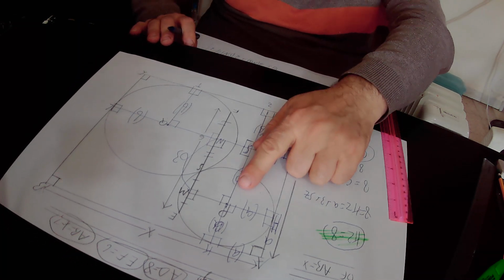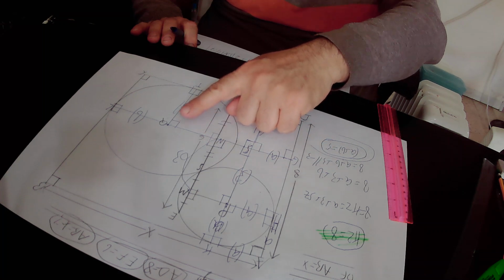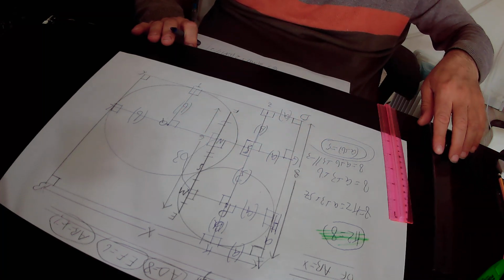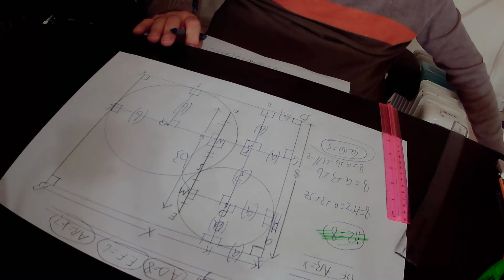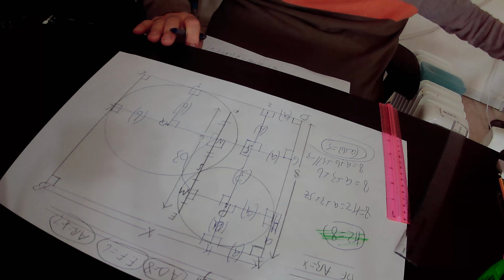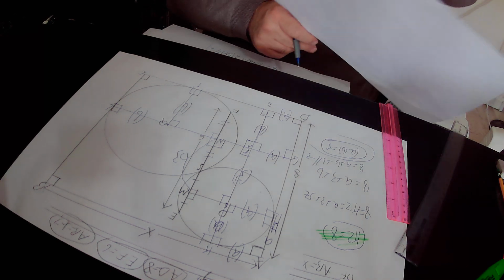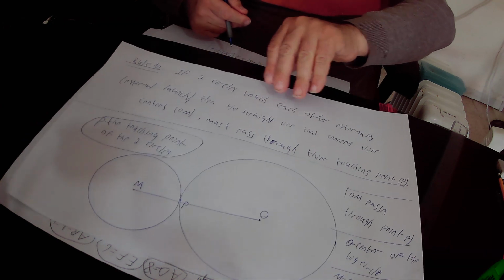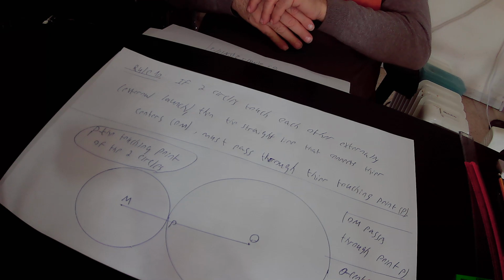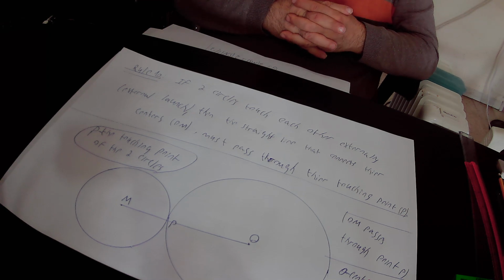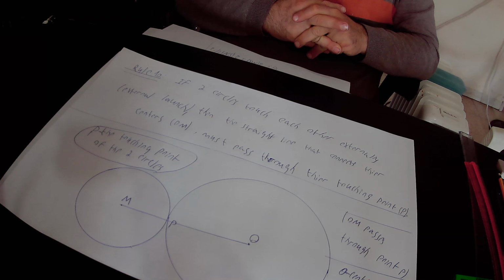In the next step, we join points P and Q together by a straight line. But before that, I will present to you a new rule. This is actually rule 10. According to rule 10, if two circles touch each other externally, then the straight line that connects the centers together must pass through their touching point.